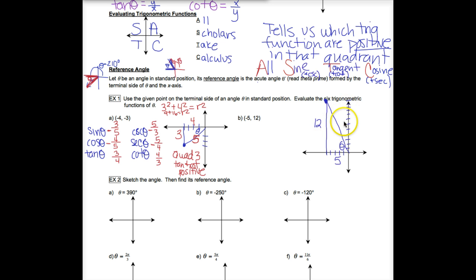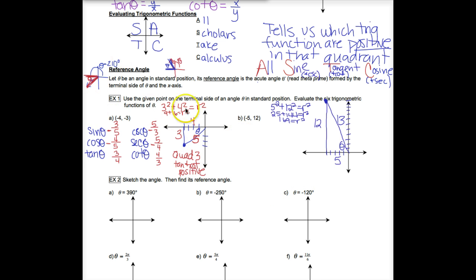Again, if you know what the third side is, that's great. It's a common Pythagorean triple. If you don't, you're going to do the Pythagorean theorem in order to come up with it. So 5 squared plus 12 squared equals r squared. So 25 plus 144 equals r squared. That's 169. So the square root of 169 is 13. So it's a 5, 12, 13 Pythagorean triple.